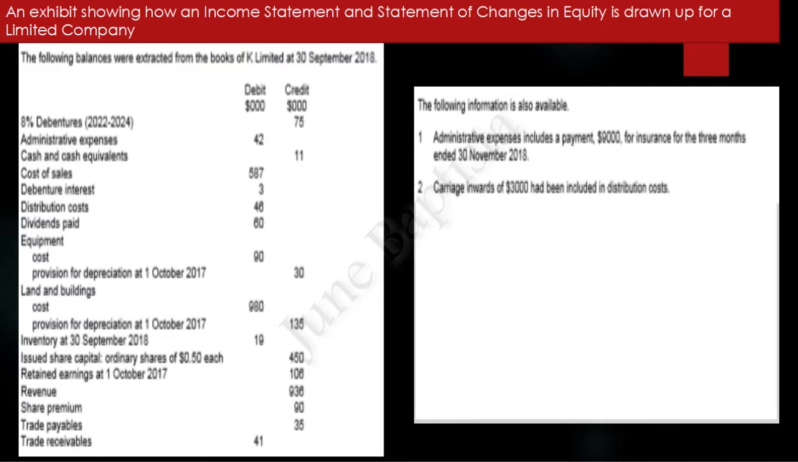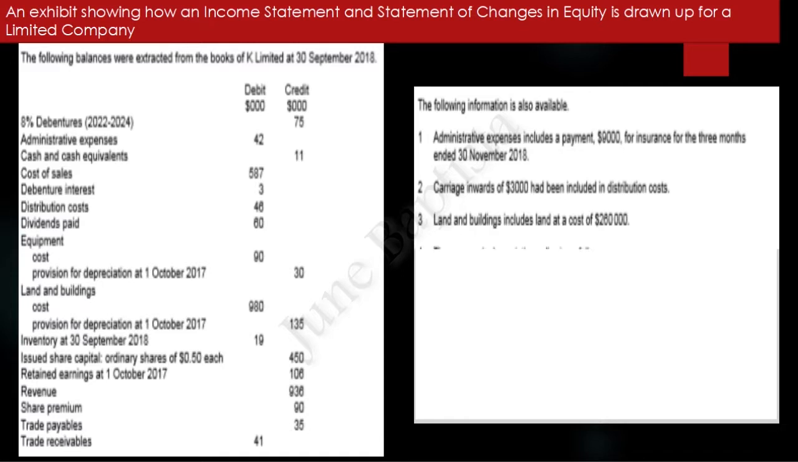2. Carriage inwards $3,000 has been included in distribution costs. Carriage inwards increases the cost of sales and therefore will have to be added to the cost of sales and subtracted from distribution costs. 3. Land and buildings includes land at a cost of $260,000. We will have to subtract $260,000 from the land and buildings cost of $980,000 in order to calculate provision for depreciation on buildings at 2.5% per annum.